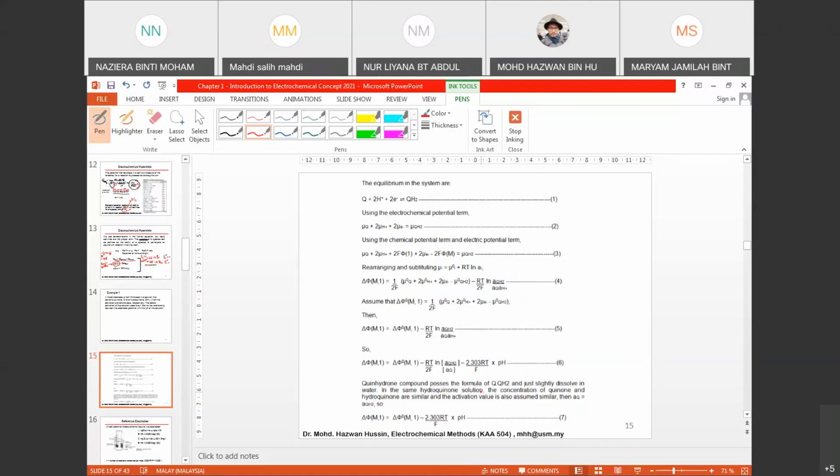This is just an example. It's not something for you to memorize. As I said, it's just to show you where the Nernst equation can be applied.